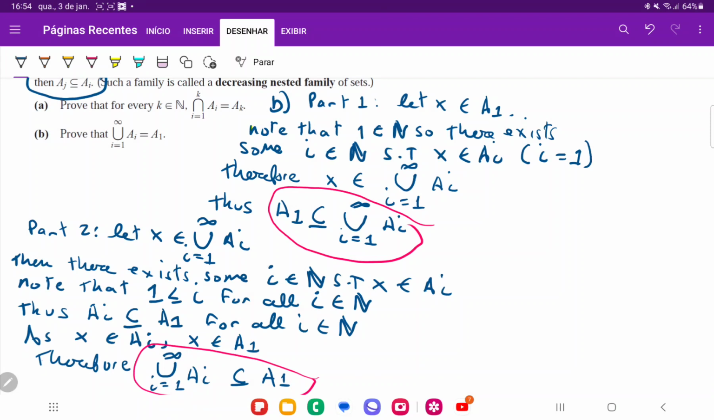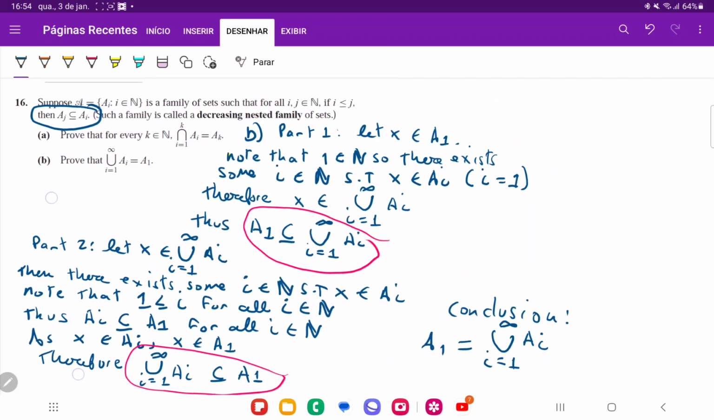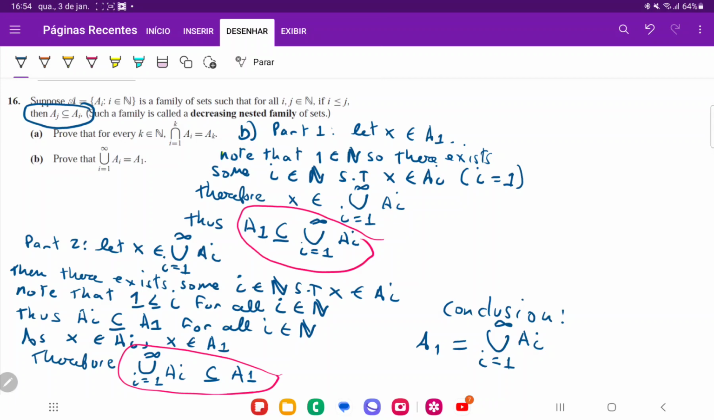So our conclusion is going to be, these two are equal. So a sub 1 is going to be equal to the union from 1 all the way out to infinity. So that is it for item 16.